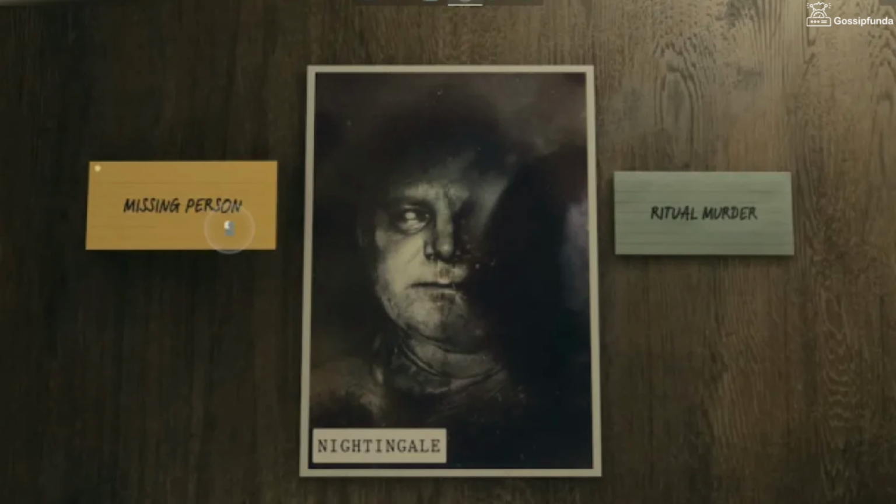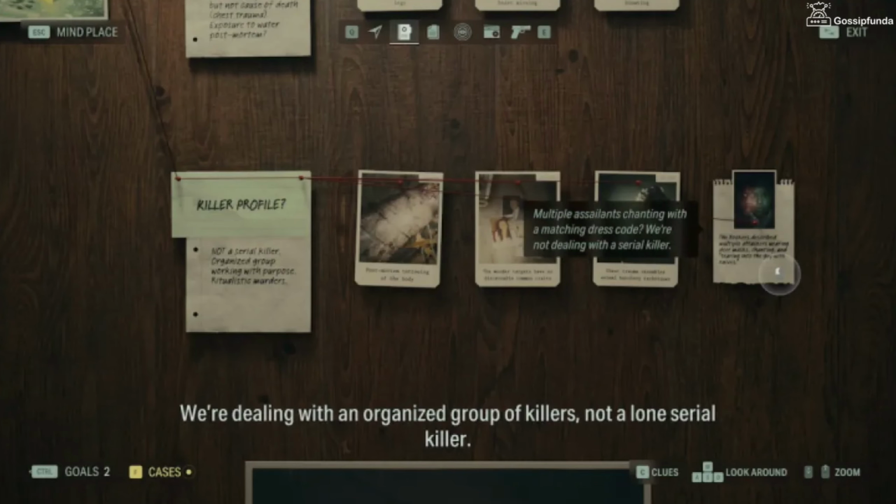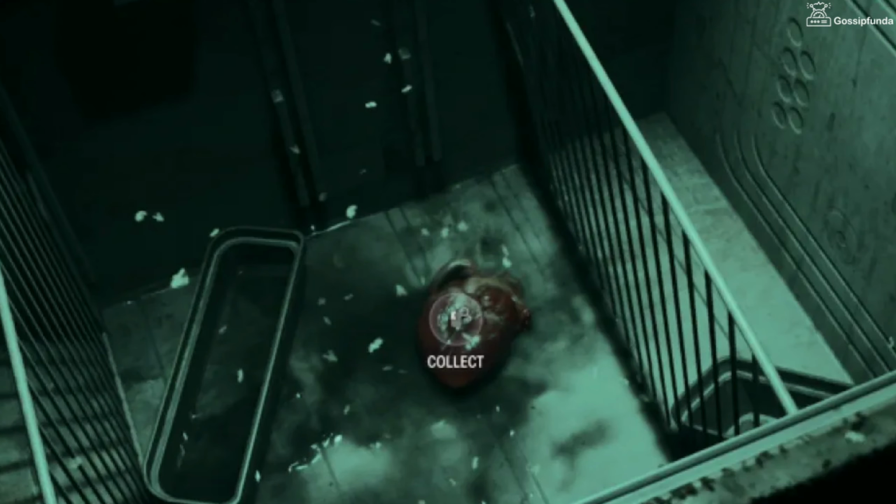You have to profile Night Angel 6 times and make Saga figure it out on her caseboard. Then your issue will be resolved and the Night Angel's Heart will appear in the general store freezer.